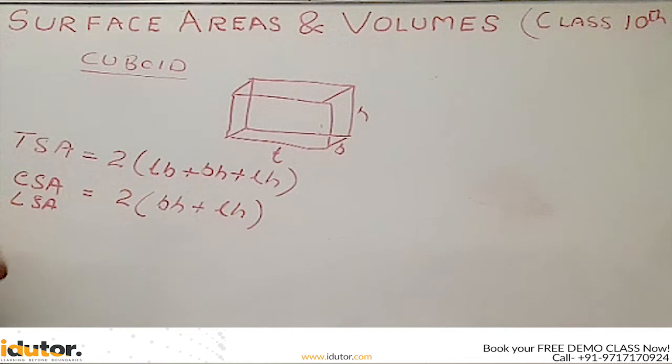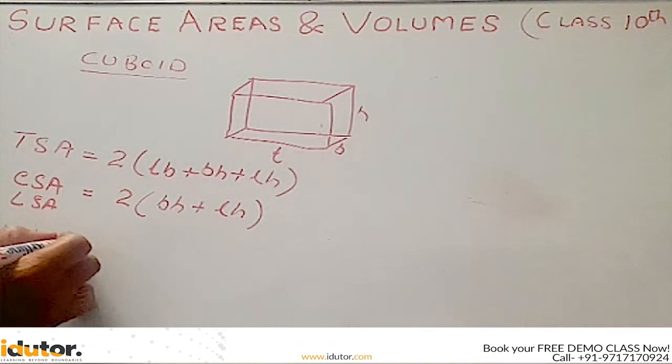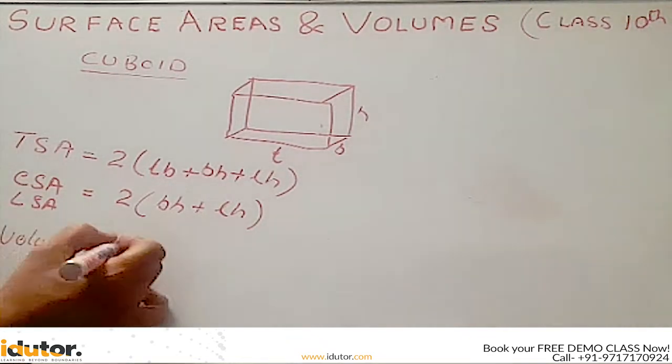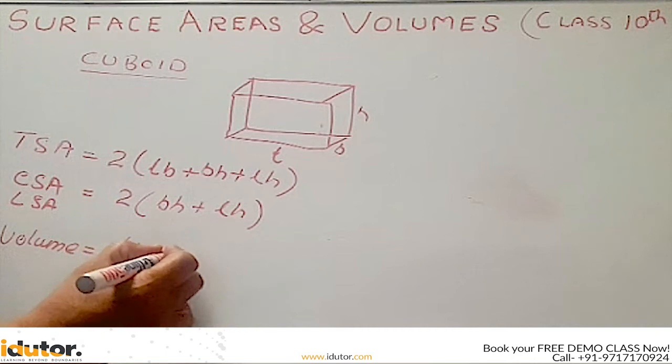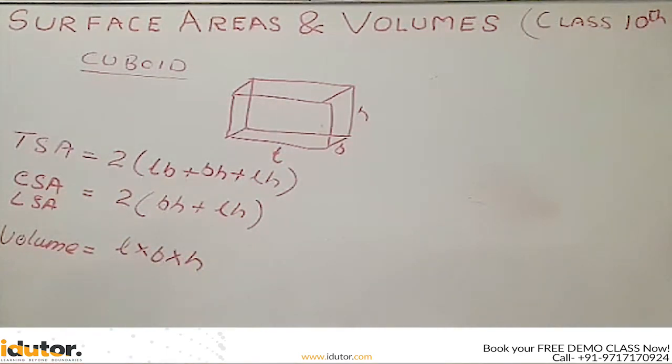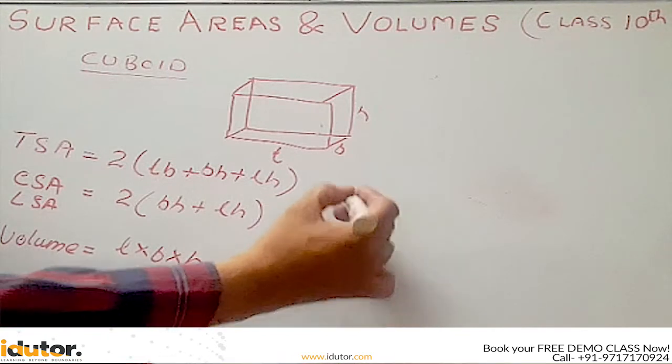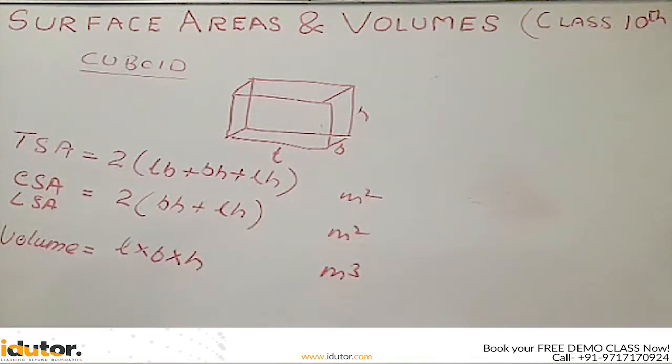Right. After this, we'll be discussing the volume. Volume of a cuboid is equal to L into B into H. So length into breadth into height, we multiply, and we get the volume, which can be in the form of meter cube. The areas will be meter square, like that.